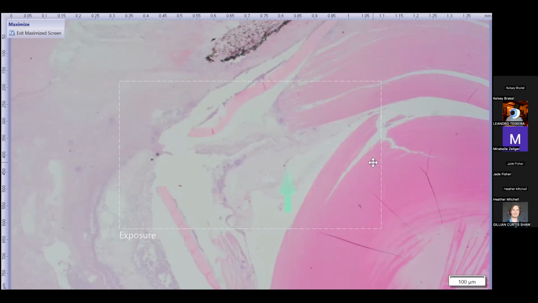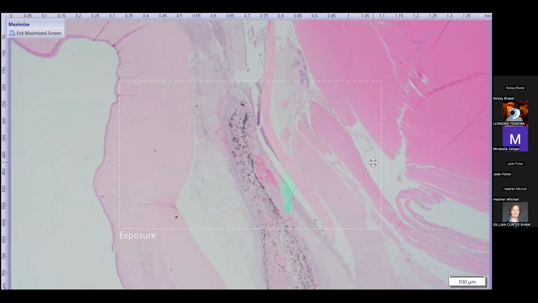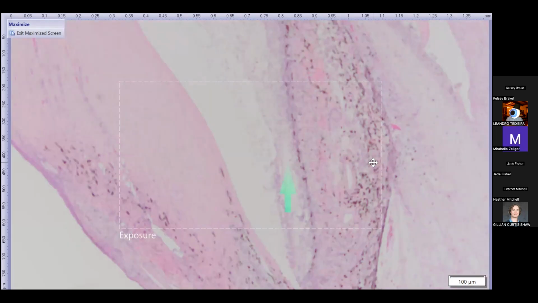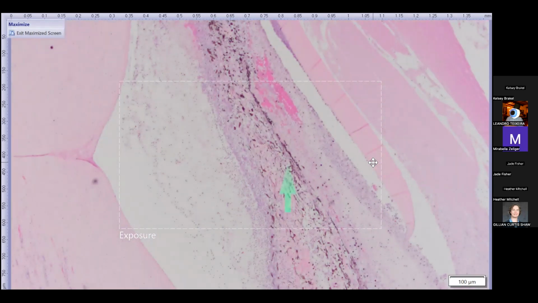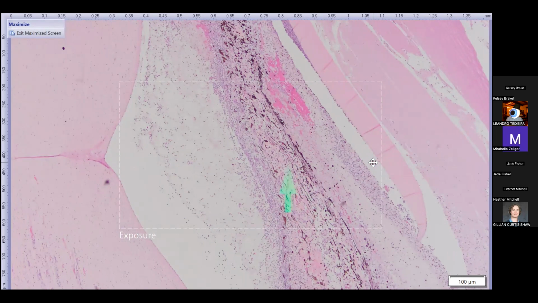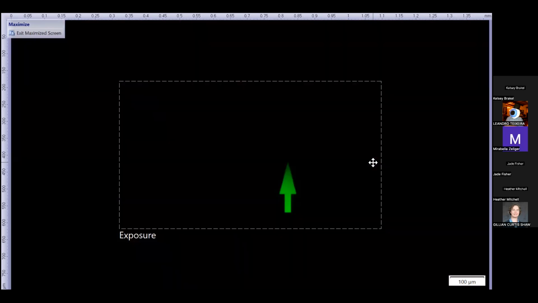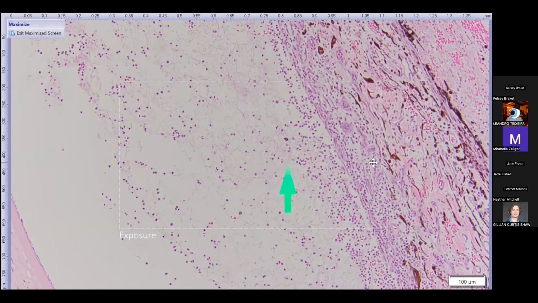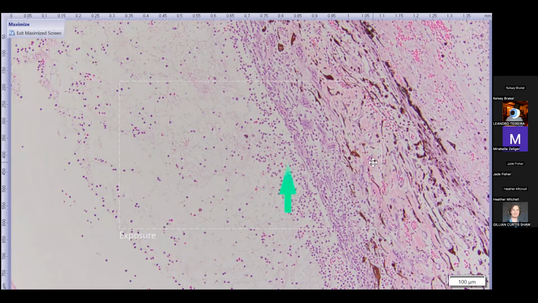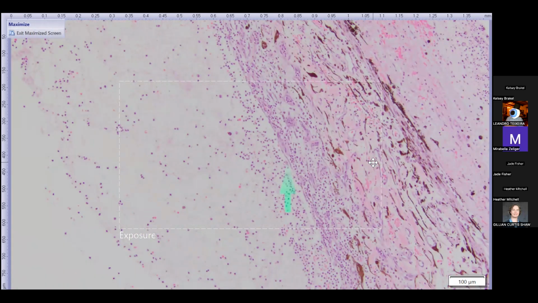Then, as far as the rest of the globe goes, there is a very nice pre-iridal fibrovascular membrane, or epiphyme, that was probably contributing to decreased aqueous humor outflow. They actually had diagnosed glaucoma. I didn't mention that.